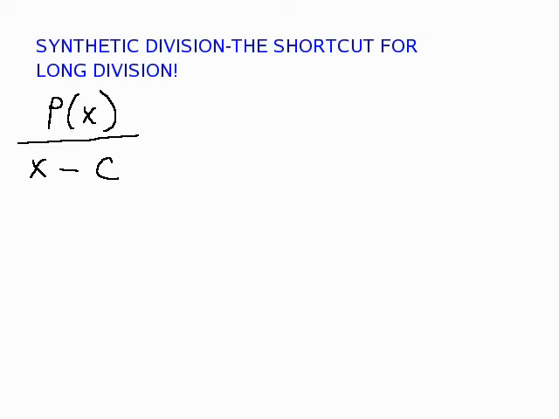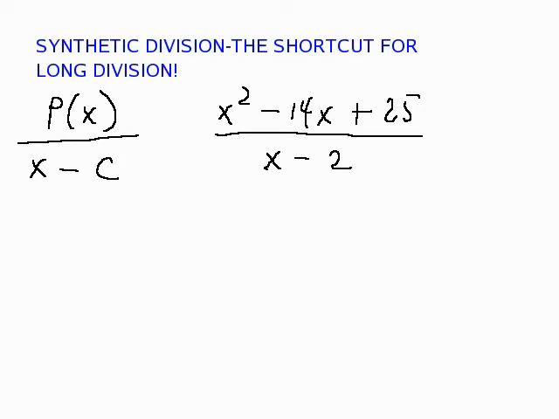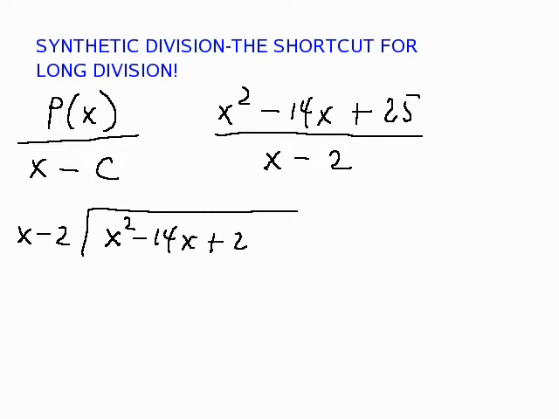So let's say you've got a polynomial in this form. Let's say we're taking the polynomial x squared minus 14x plus 25, and we're going to divide that by x minus 2. First I'm going to do it the long way. I'll put the bottom into the top, and hopefully you've watched the long division instructional videos and practiced some long division. If not, you may want to go back and look at that first, or this may be a little confusing.